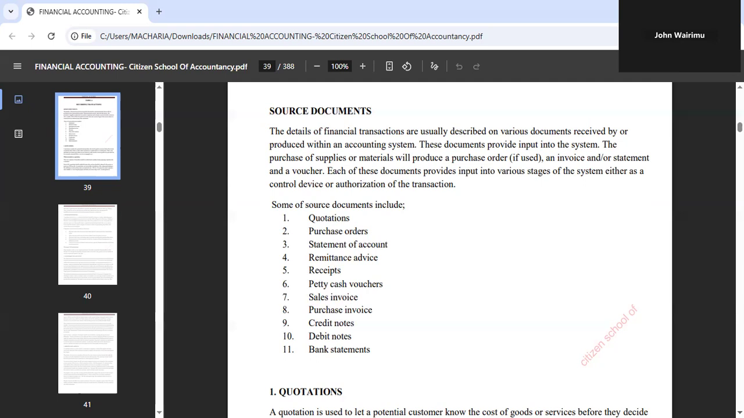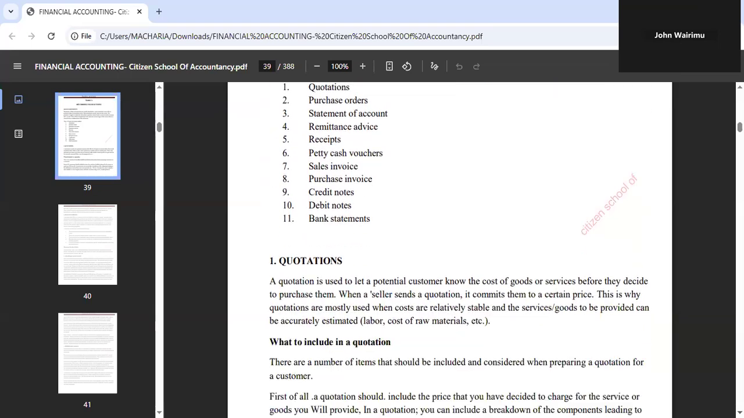And in this sense, we are saying that the details of financial transactions are usually described on various documents received. And these documents provide us with the input data or the raw data, which finally will be communicated to third parties for them to interpret how the business is doing.